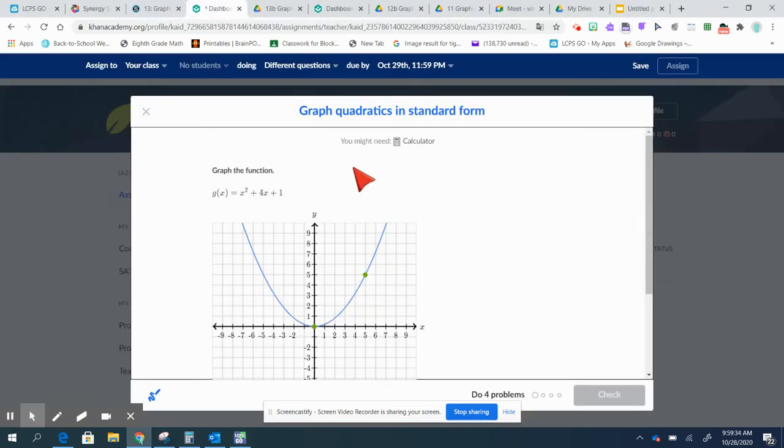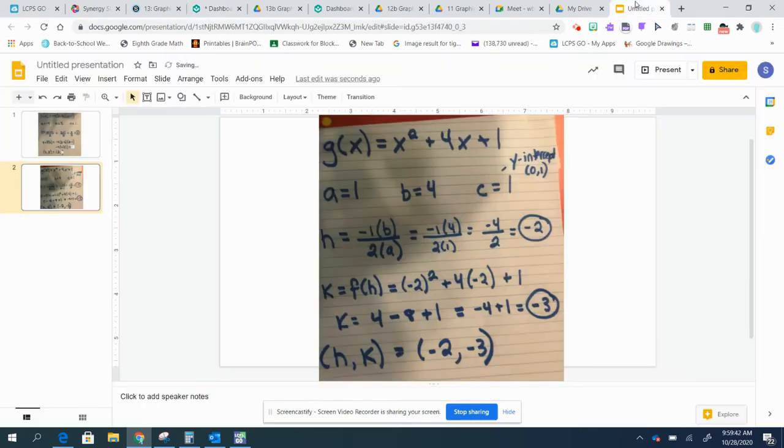So here is our problem. G of x is equal to x squared plus 4x plus 1. Okay, so I went ahead and on this, again, beautiful piece of paper, I wrote out my equation, and then I identified the A, the B, and the C. So our A, when there's nothing here, means it's a 1. Our B is our second one here, a 4. And our C is the third. Our C is also our y-intercept. So at 0, 1, our graph will cross the y-axis.